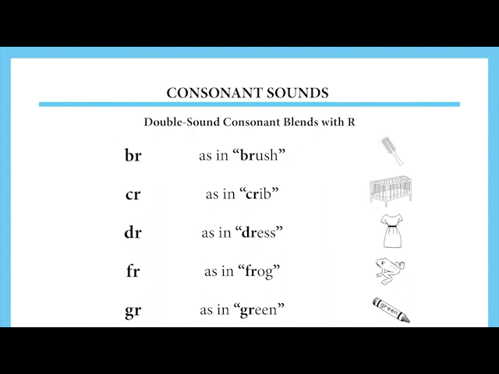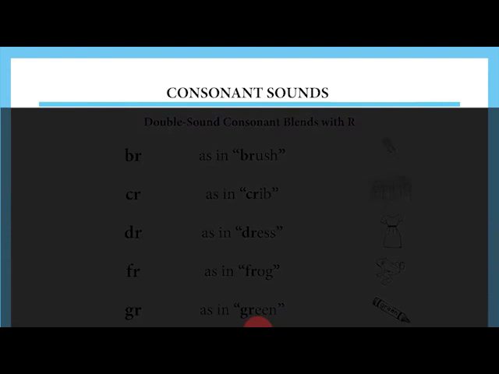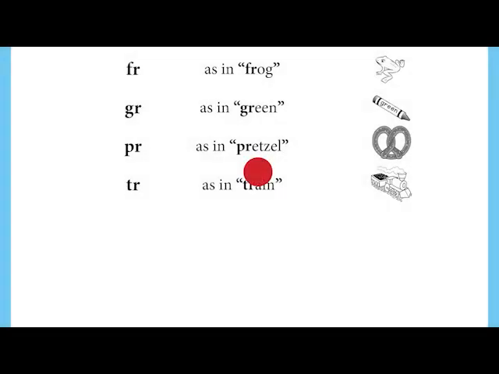Double sound consonant blends with R. BR, as in brush. CR, as in crib. DR, as in dress. FR, as in frog. GR, as in green. PR, as in pretzel. TR, as in train.